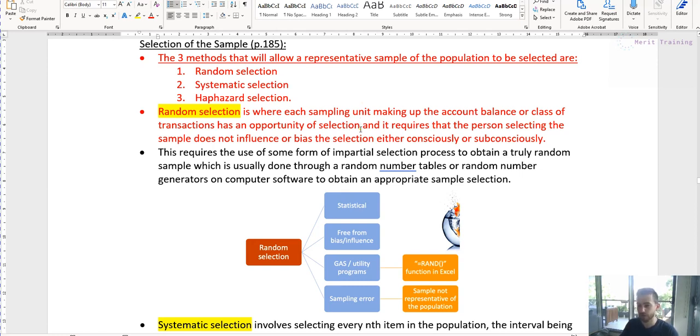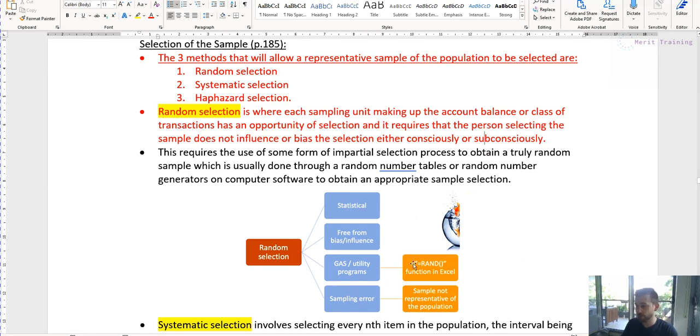You can't say only these ones I'm going to choose from this month, right? And only use those ones. If you're going to do a true random selection method, then you need to have, well, not an equal opportunity, but all journal entries need to have an option of being selected. And it also requires that the person selecting the sample does not influence or bias the selection either consciously or subconsciously. So that's why you need a program to do it, so it's just completely random.